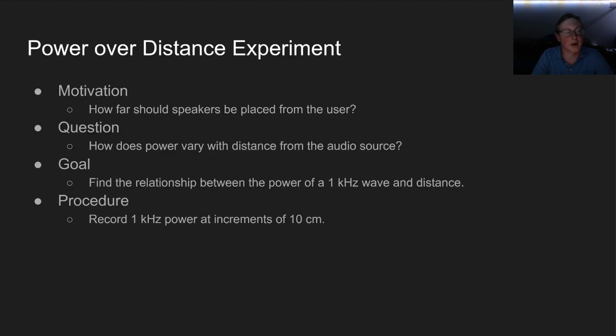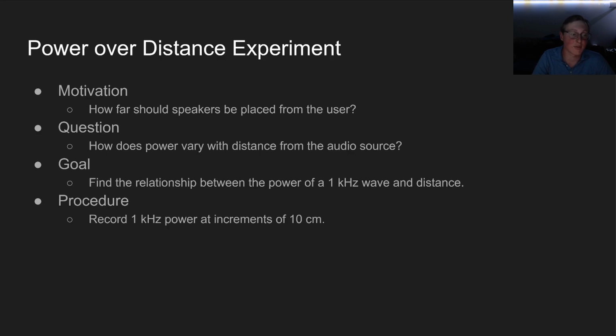My personal experiment was power over distance. So for some background information, my speakers died, and I was debating what type of speakers I should get next. And a key point of that is, how far should these be away? How far can they be away from the person? Simplifying this to an underlying question is, how does power vary with distance from the audio source?